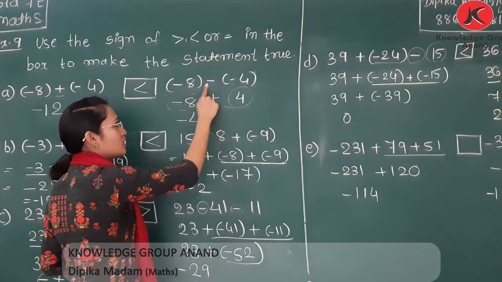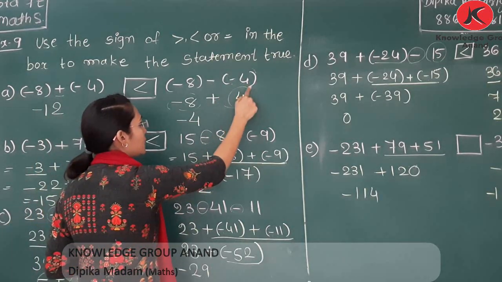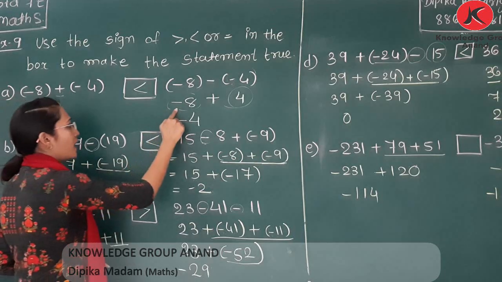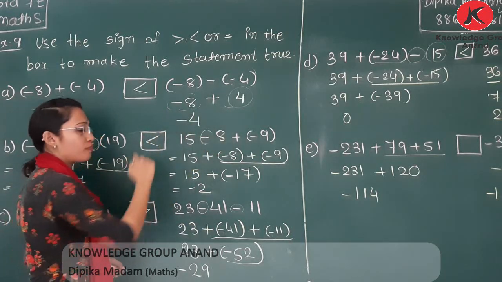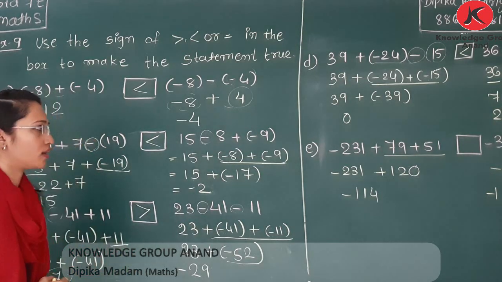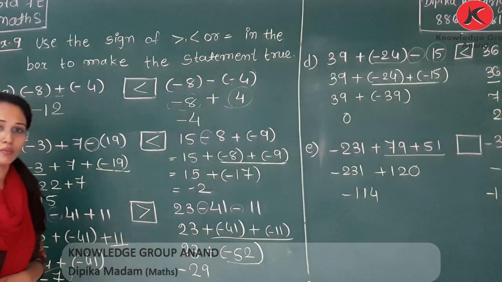Now subtraction is there. Convert the subtraction into addition by writing the inverse of the next number. -4 becomes +4. One negative, one positive, subtraction of numbers. So 8 minus 4 is 4, but sign of greater number, that is minus.